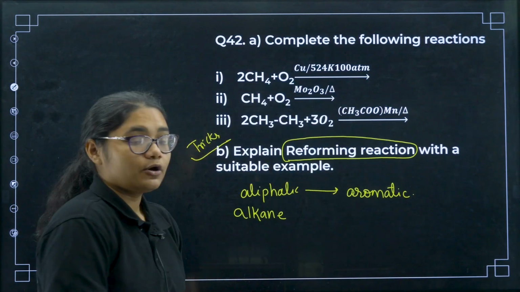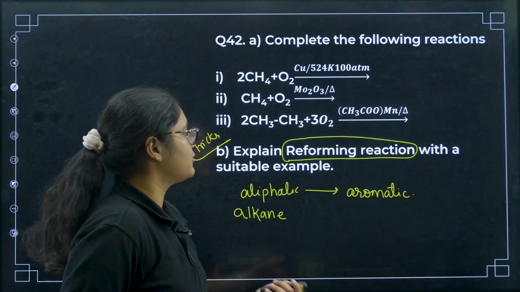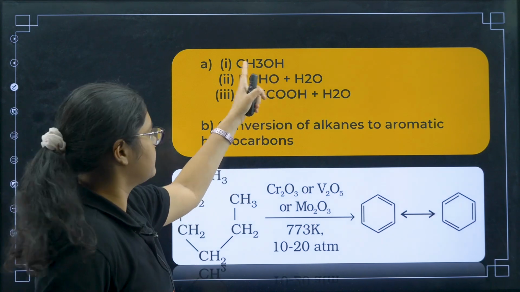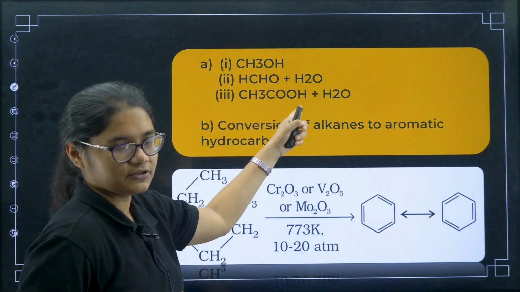Okay, that is called your reforming reaction. So now let us see the answer quickly. CH3OH first one, then you will get aldehyde, the second one is CH3COOH.